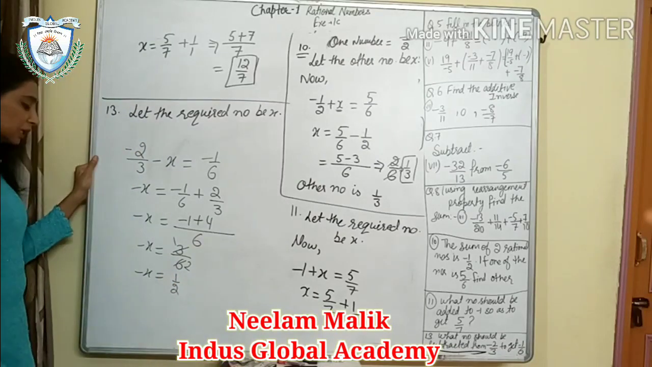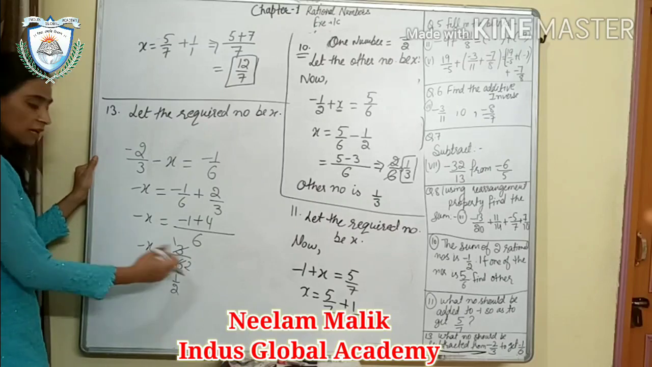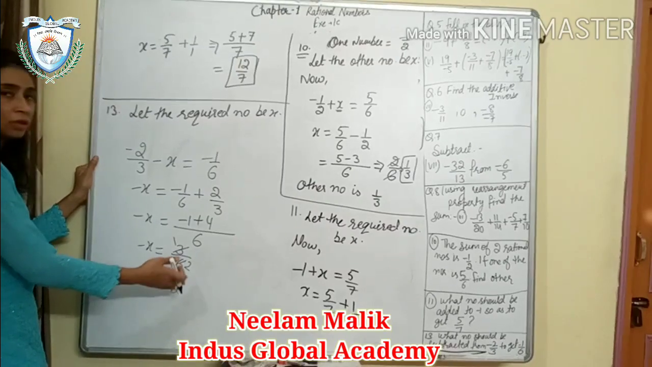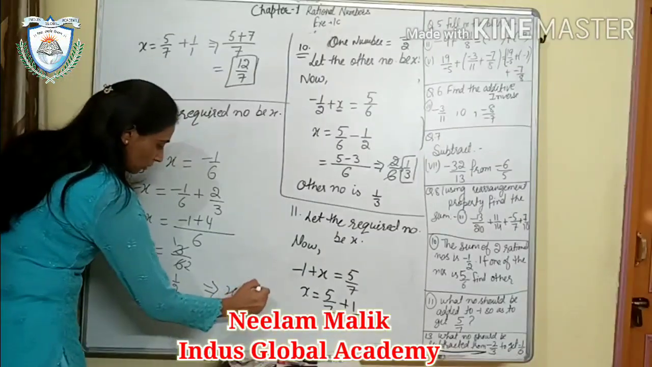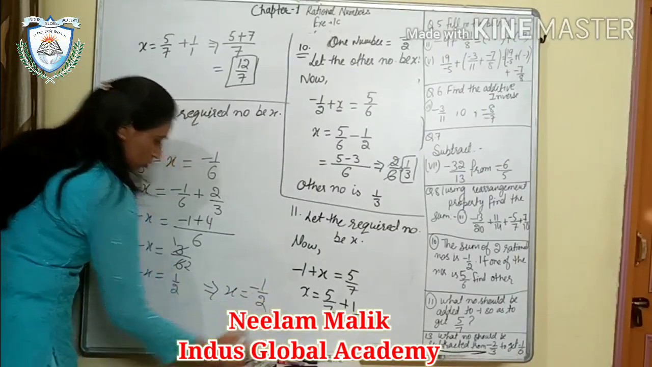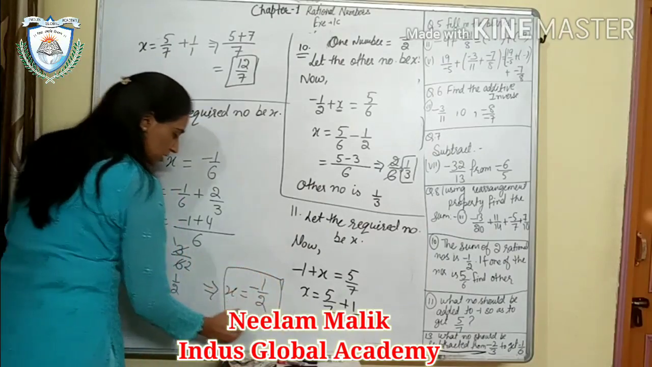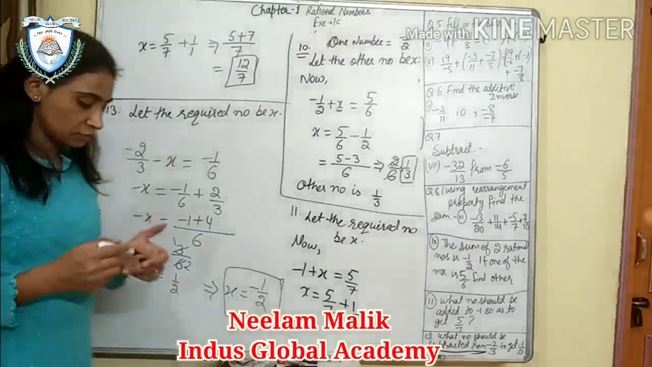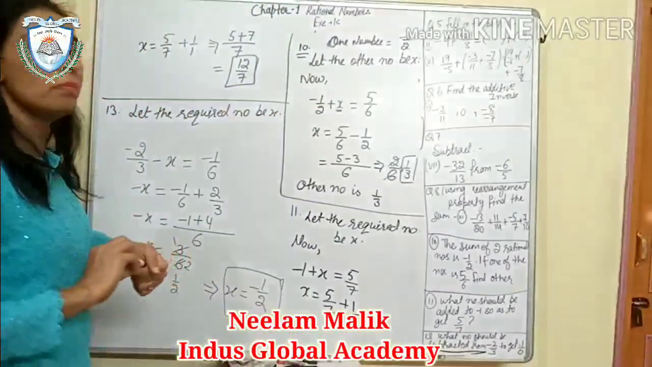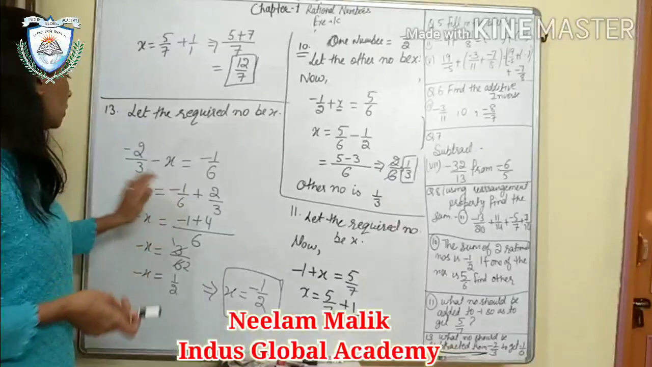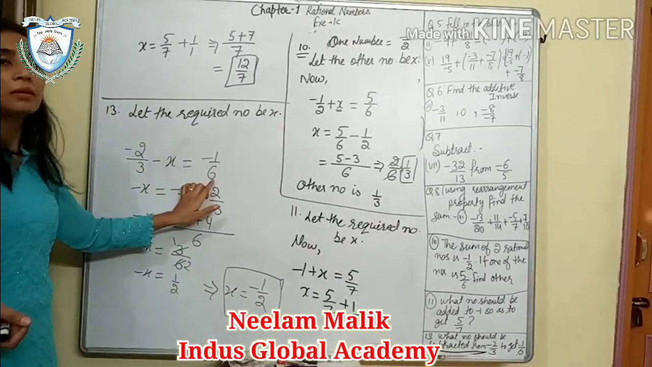But we need the value of x, not of minus x. So this sign will go to that side. So what is your answer? x is equal to minus 1 upon 2. So this is your answer. Means our required number is minus 1 upon 2. If we subtract minus 1 upon 2 from minus 2 upon 3, we will get this one.